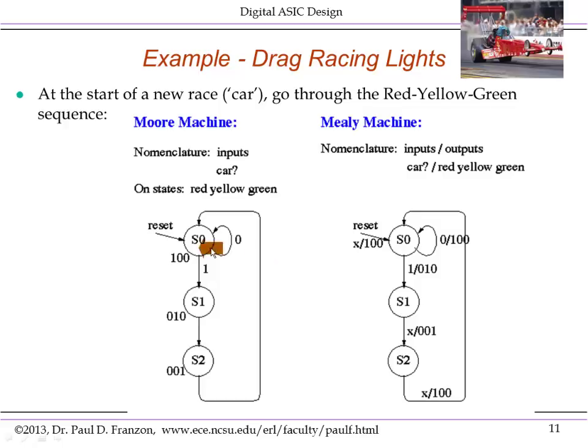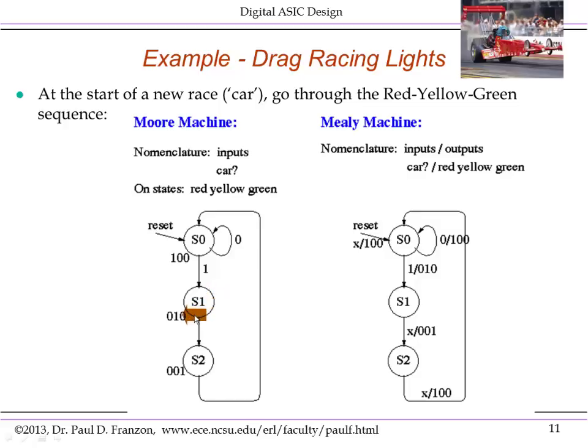So in this particular Moore machine, upon reset we go to state S0. Then there's two branches coming out of state S0. If car is 0, we take the first branch, staying in state S0. If car goes to 1, we take the second branch, going to state S1. That means on the next clock cycle after car goes to 1, we'll be in state S1.